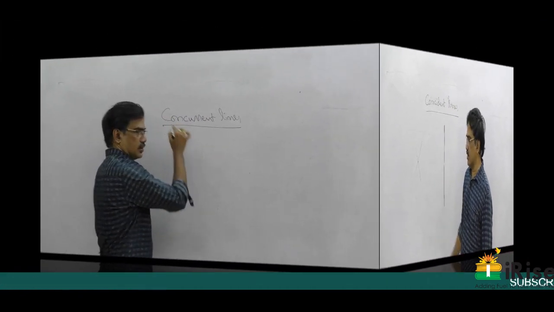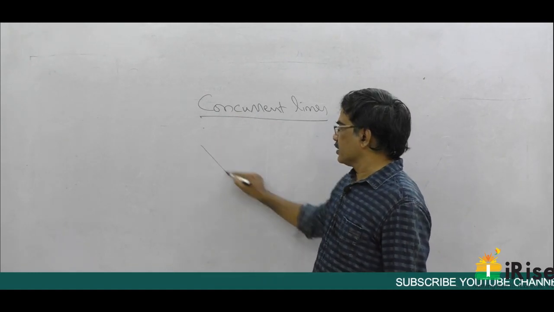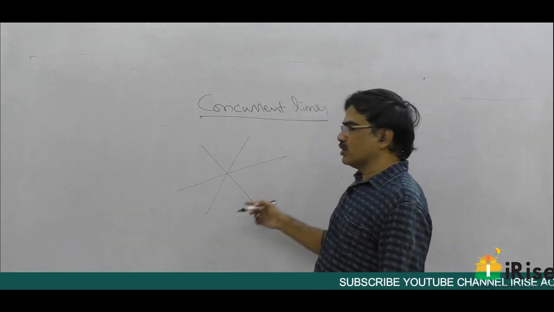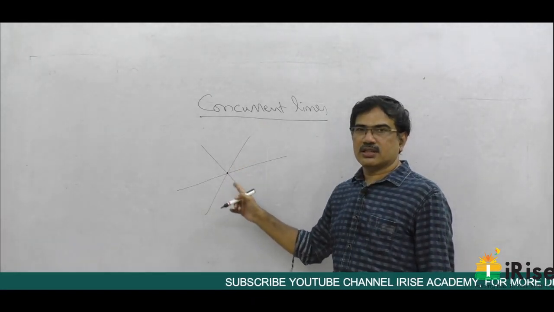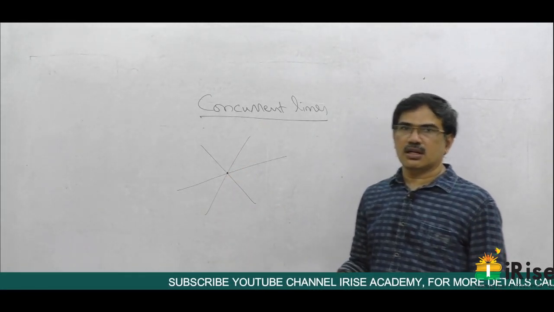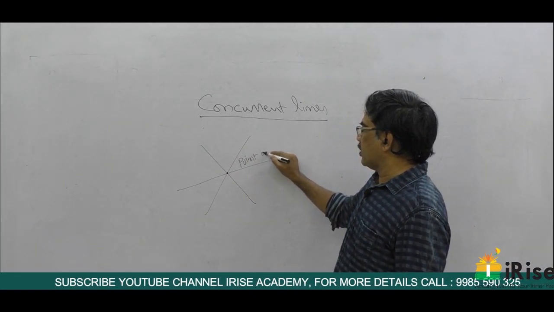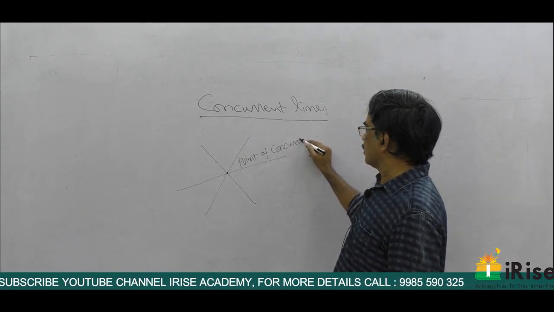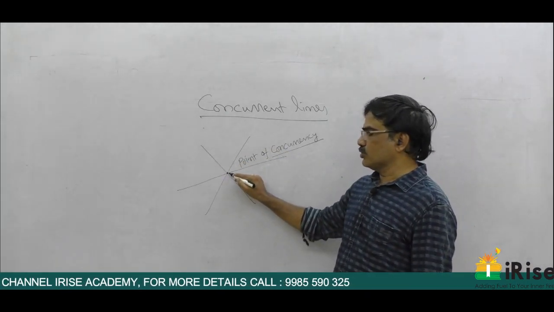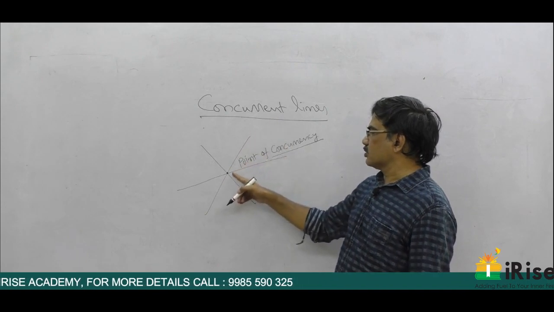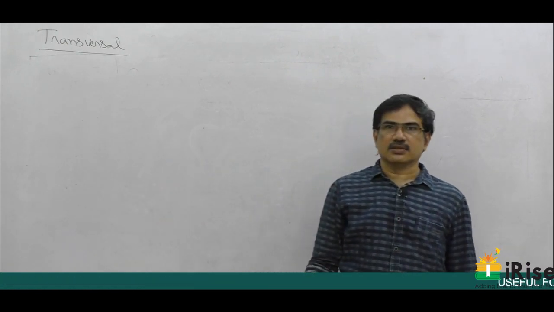Okay, they coincide. Next one, concurrent lines. What are concurrent lines? If three or more lines pass through the same point, then they are called concurrent lines, and this point is called the point of concurrency. Next, what is a transversal?